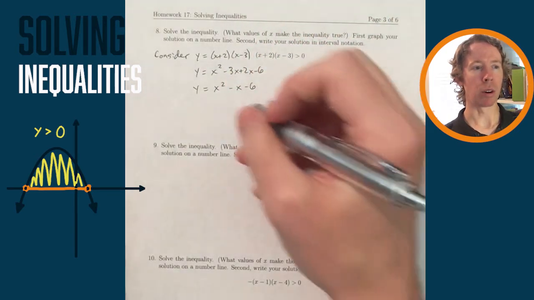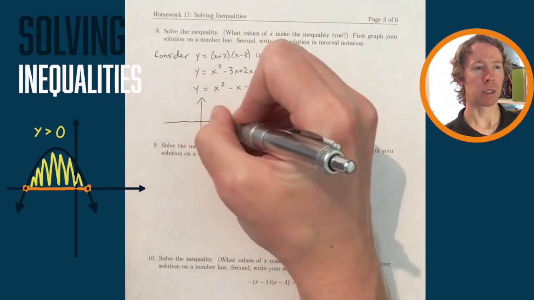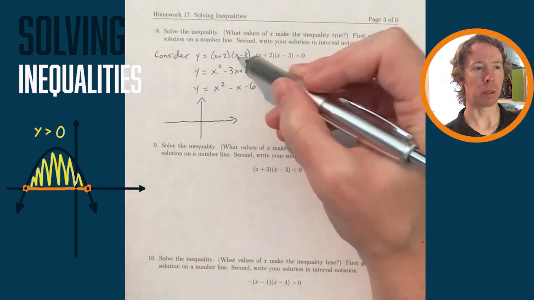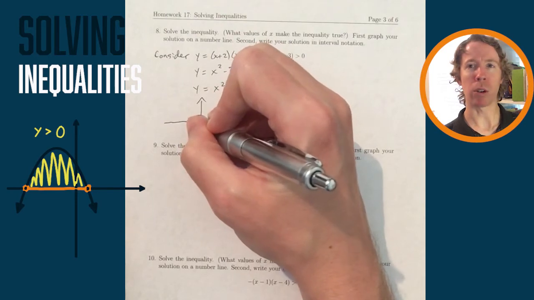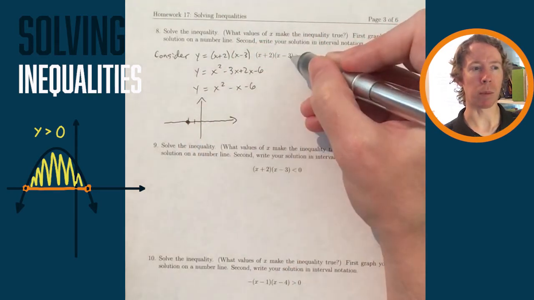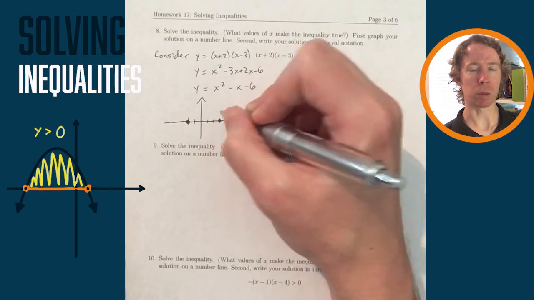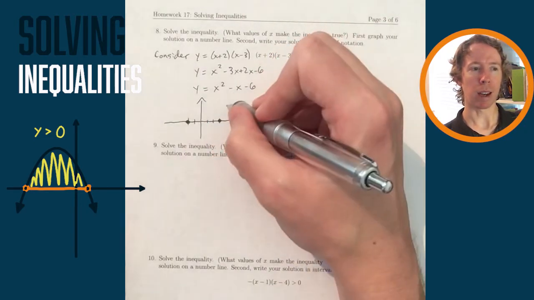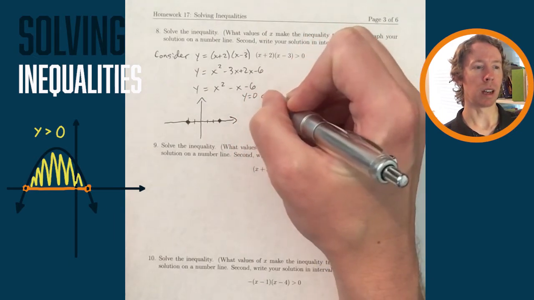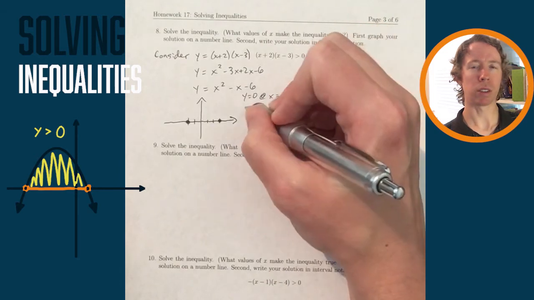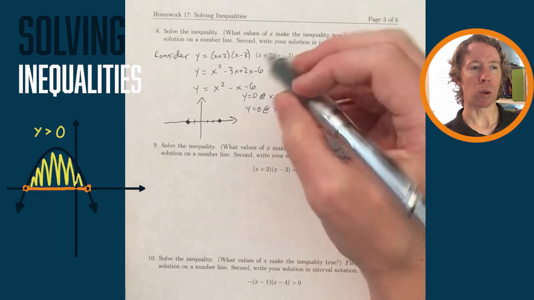But I also know where the zeros are, so when I sketch this, since x plus 2 was equal to 0, well, if I set the y value equal to 0, then either x plus 2 is 0 or x minus 3 is 0. That gives me x equals -2 and x equals +3. Those are my x-intercepts. I know the graph opens up because the coefficient of x squared is 1. It's positive.